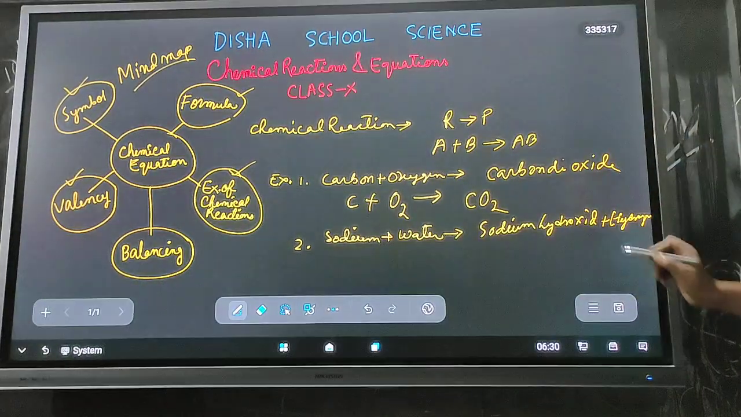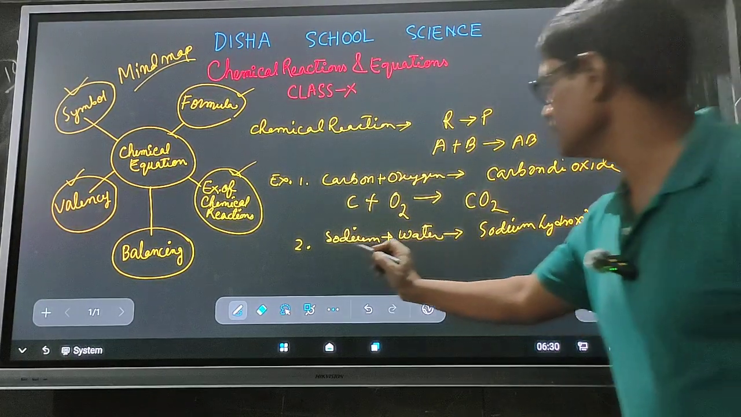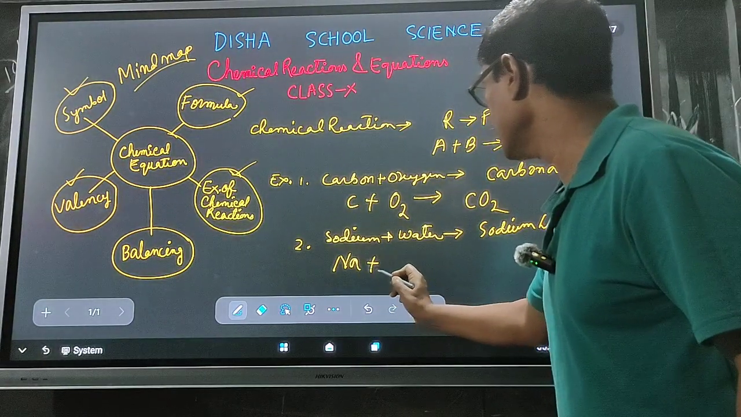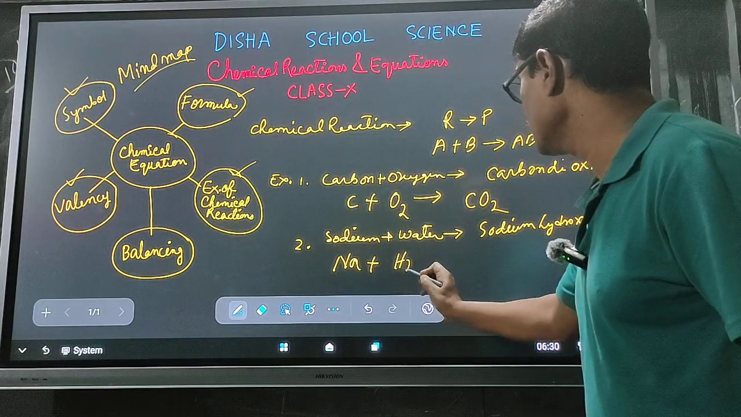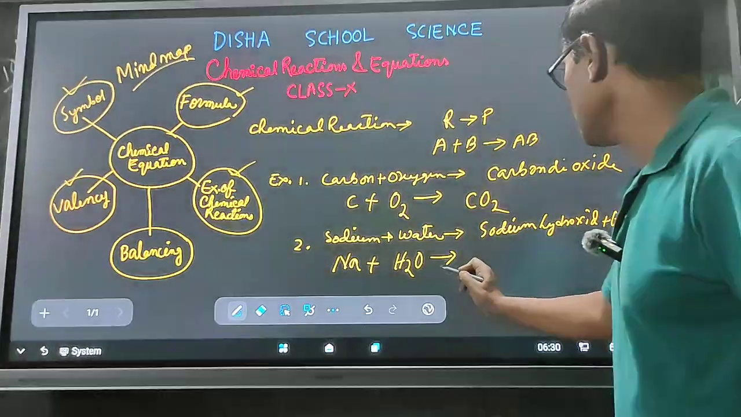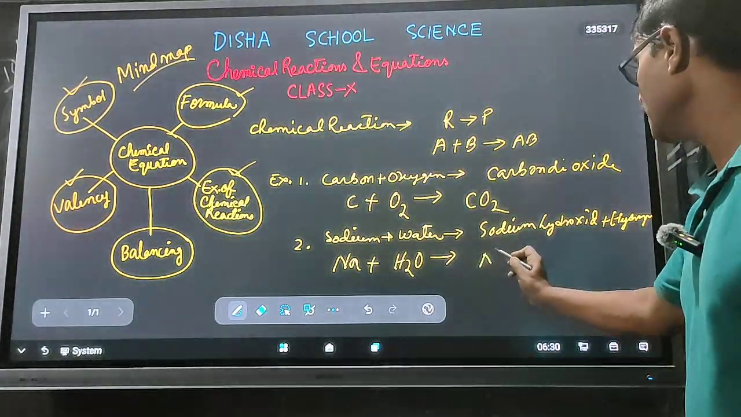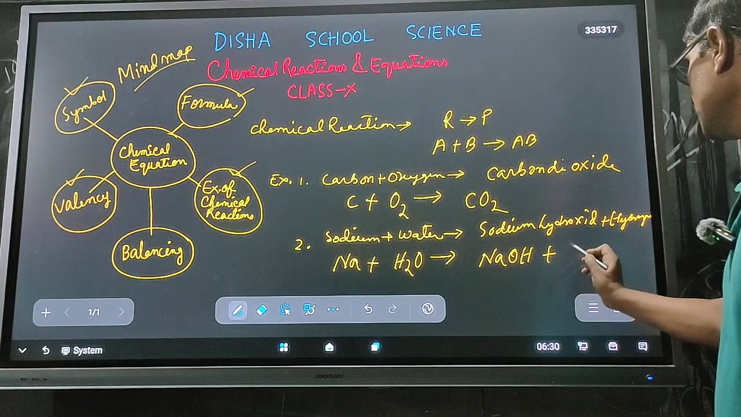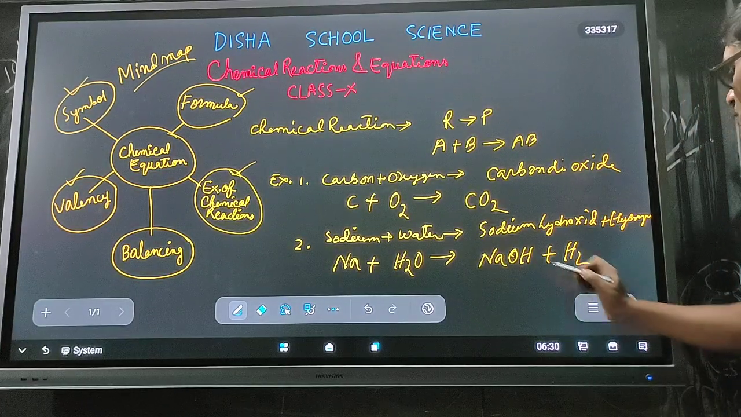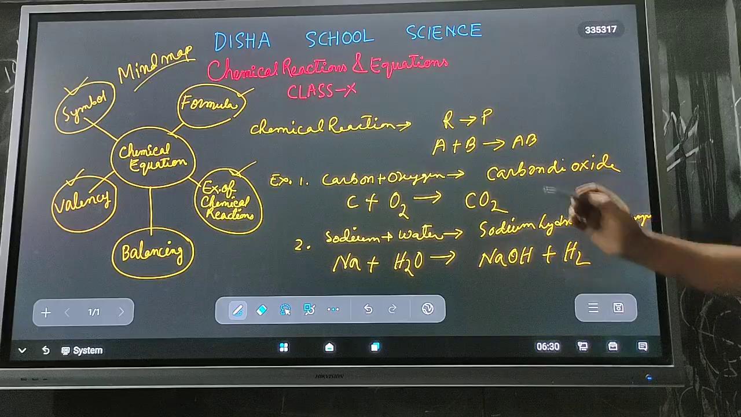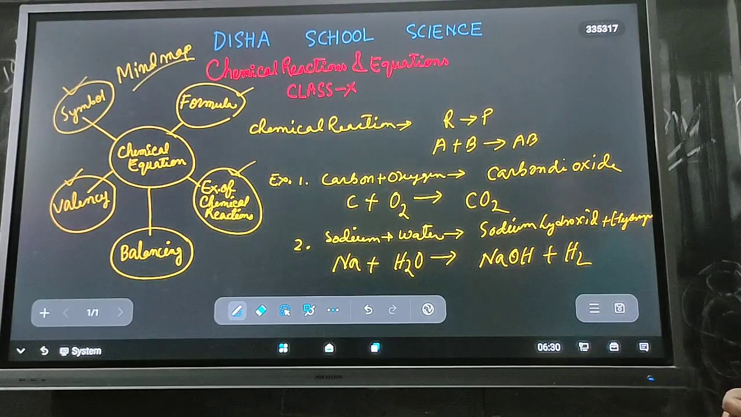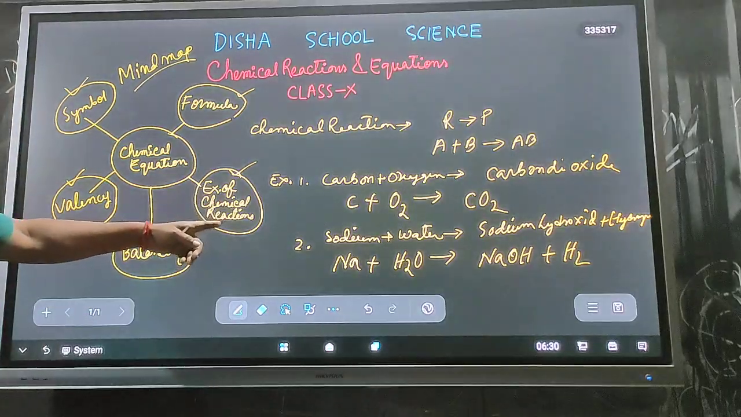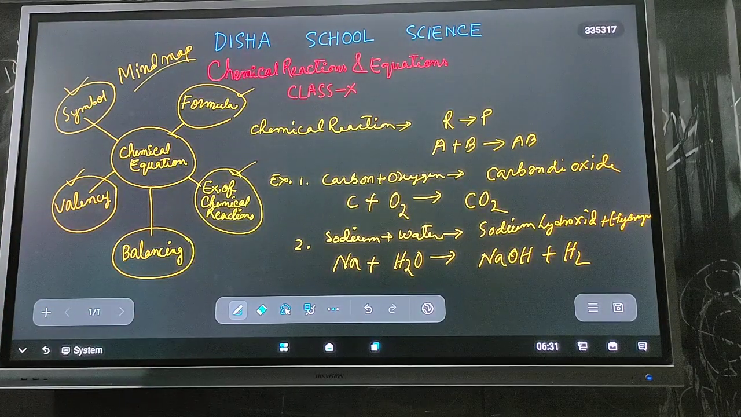Now we write in the form of an equation. Sodium symbol Na, water formula H2O, then sodium hydroxide NaOH, and hydrogen H2. So this is a chemical reaction. Some of these chemical reactions you should have in your stock, in your mind. That's why examples of chemical reaction you have to know.